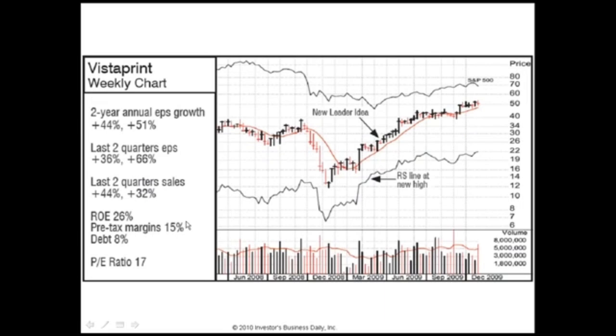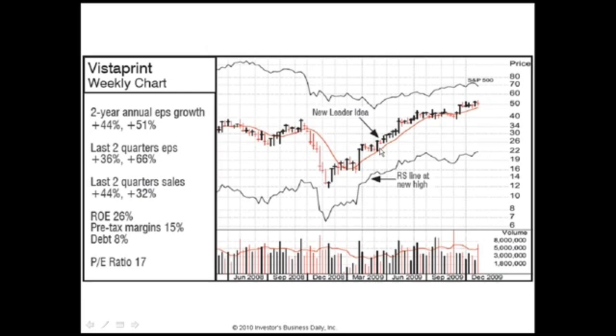How about VistaPrint? Now this is a thin stock, but again, it had the annual growth 44%, 51%. Last 2 quarters 36, 66. Last 2 quarter sales 44, 32. Return on equity 26%. PE ratio was a little more reasonable. Here's a young company not too many people knew anything about. But notice it comes up, and when you have the market bottom and the follow-through day, this stock breaks out of its cup with a handle.